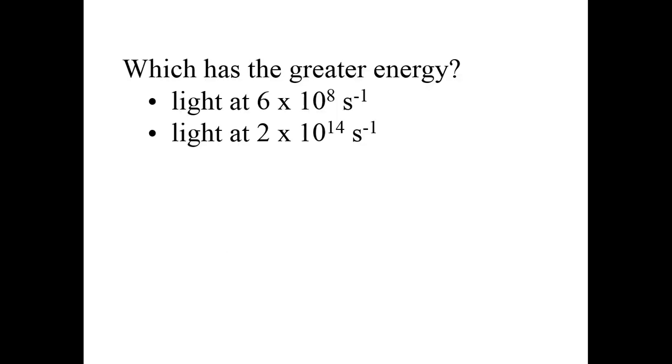Even without the figure, we should be able to rank photons in energy, frequency, and wavelength, knowing just one of the relationships. For example, which has the greater energy? Light with a frequency of 6 times 10 to the 8th per second, or light with a frequency of 2 times 10 to the 14th per second? We should recognize that seconds to the minus 1 is the unit of frequency. Since energy and frequency are directly proportional, the light with the greater frequency will also have the greater energy.